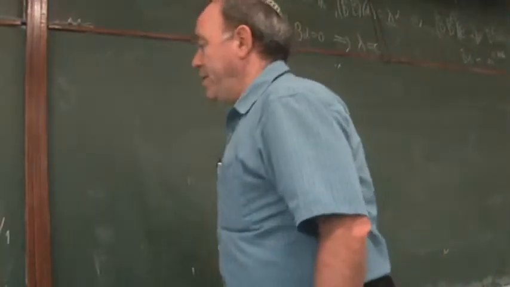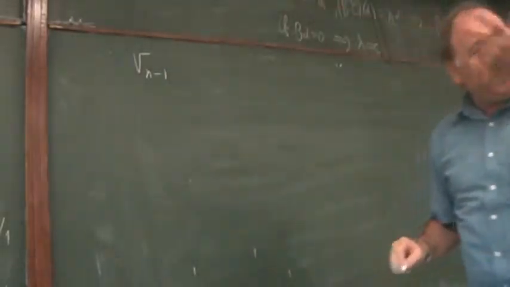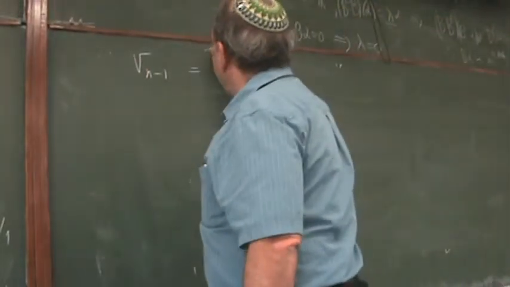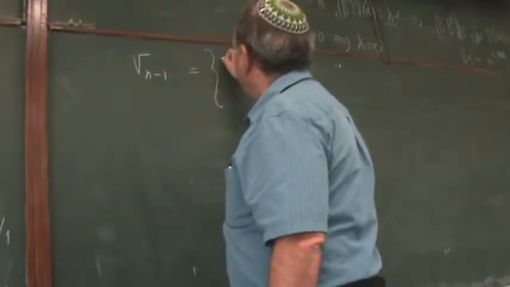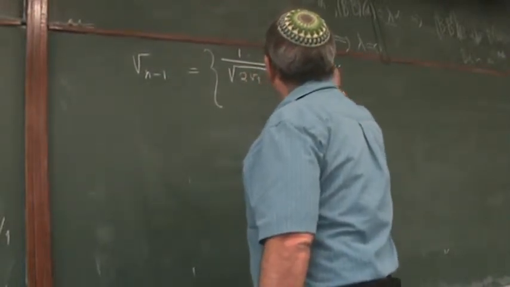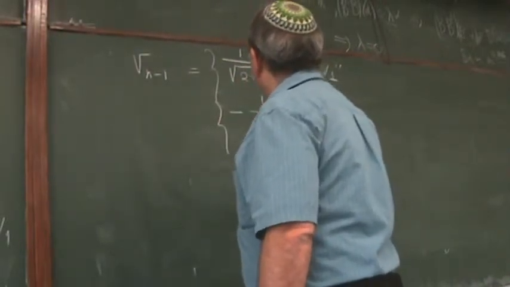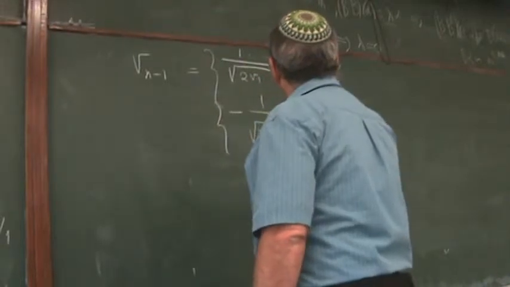Now, I also know exactly what is V_{n-1}, because we had that little trick, right, that if you know the eigenfunction for lambda, then you know exactly the eigenfunction for minus lambda. You remember that's what we saw before, that V2 is equal to 1 over square root of V1 if x is in V1, and it will be minus 1 over square root of V2 if x is in V2.